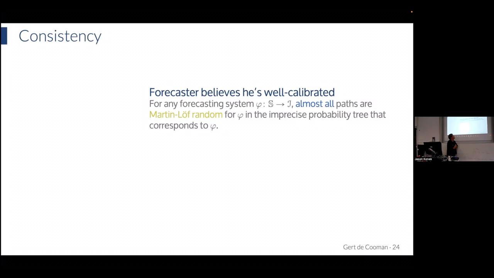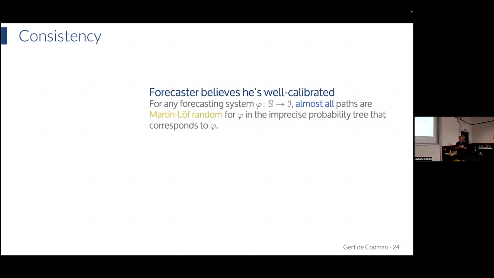So take any forecasting system, any way of attaching intervals to situations. Then in that forecasting system, almost all the paths are random. In other words, the upper probability of the non-random paths is zero. So the upper probability measure of these paths that are non-random is zero. So that means that almost all of them are random. It's like infinitely many random paths. That's one result that you have.